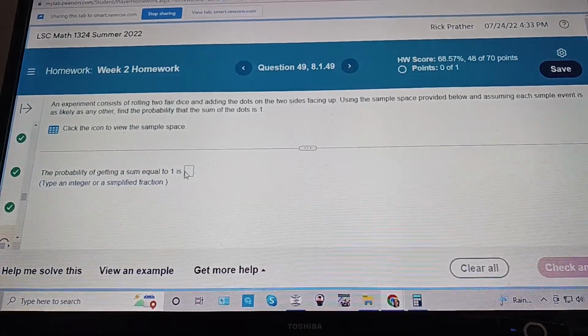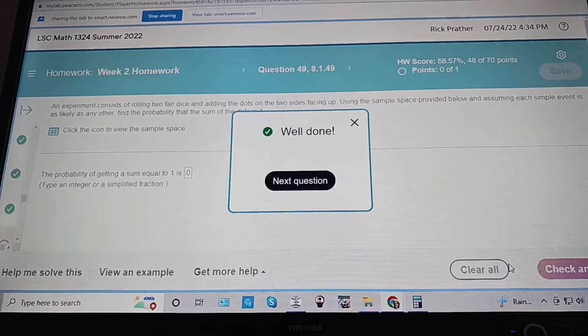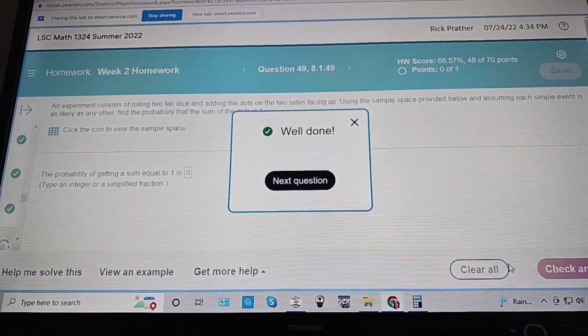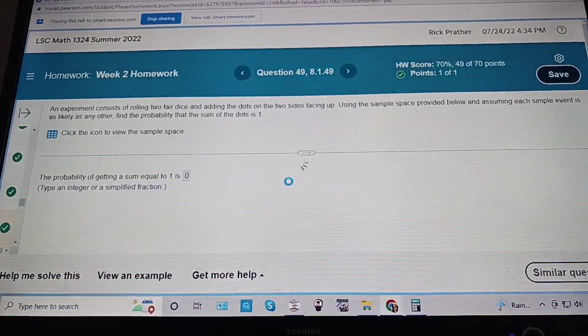This is impossible, so it just automatically has a 0 probability. If I said try to roll less than a 13, all of the numbers are less than 13. So then the answer would be 1 if that were to happen.